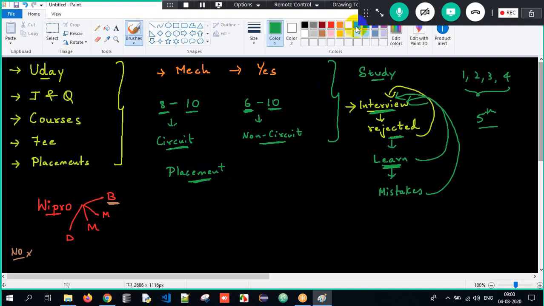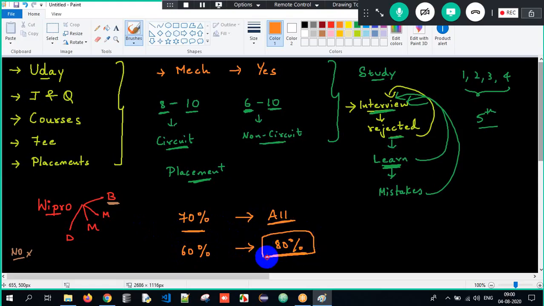Again, sir, I have 70 throughout. Okay, you are eligible for all the companies. Sir, I have 60 throughout. You will be eligible for 80% of the companies. So if you have 70 throughout, you'll be eligible for all the companies. With 60 throughout, you'll be eligible for almost 80% of the companies.